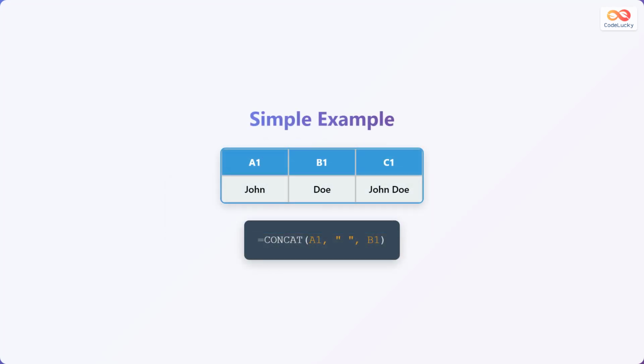Here's a simple example. If cell A1 contains John and cell B1 contains Doe, the formula =CONCAT(A1, " ", B1) will result in John Doe. Note the space in the quotes to separate the first and last names.